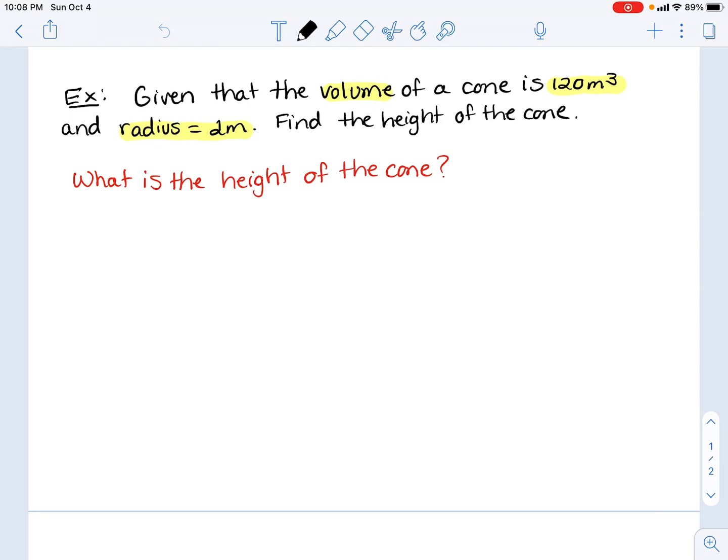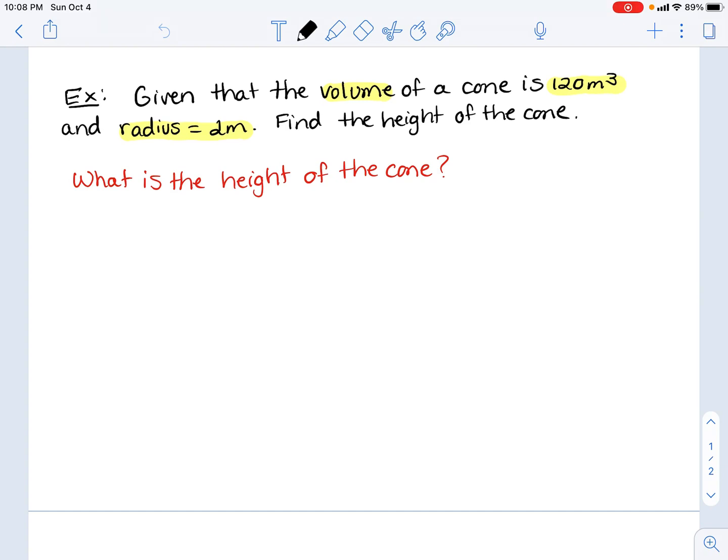So in the previous problem, we were looking for the volume of the cone. But now I'm saying let's work backwards. Let's say you're given the volume of the cone, and you're given the radius, and now you want to find the height of the cone. In this example specifically, the volume of the cone is 120 meters cubed and the radius is 2 meters. So let's find the height of the cone.